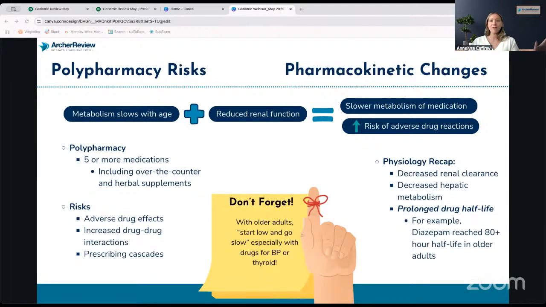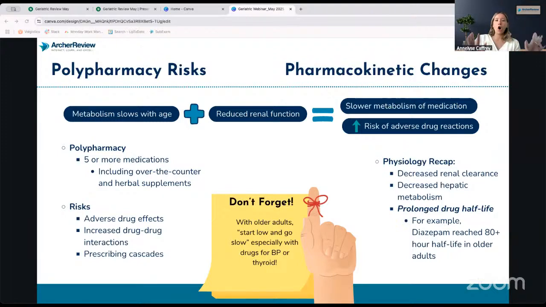But with polypharmacy, it just increases the risks. If you think about it, we know that metabolism slows with age. That's normal. We know that kidney function slows with age. That's normal. That is then going to cause slower metabolism of the drugs, and that's going to cause an increased risk for adverse drug reactions, those ADRs. Our goal as clinicians is to always have the best outcomes for medications and the least side effects. In a perfect world, every drug someone took would be awesome for them and there'd be no side effects. Obviously, we don't live in a perfect world, but that is still our goal. We want there to be the least amount possible.